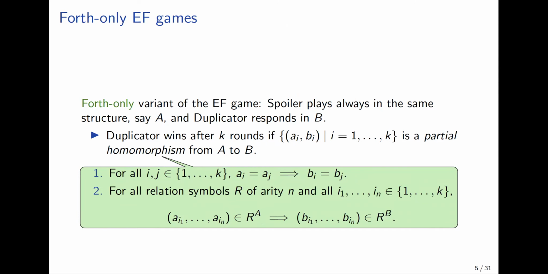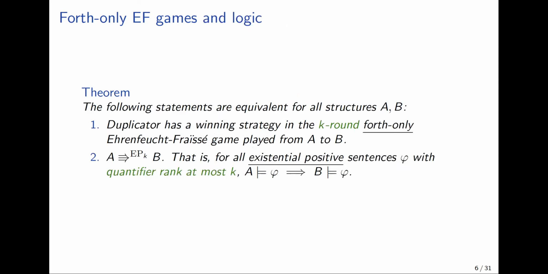And again, this corresponds to some logical equivalence, in this case a preorder relation, and the result is that duplicator has a winning strategy in this forth-only version of the game with K rounds, if and only if B satisfies all existential positive sentences with quantifier rank at most K satisfied by A. So existential positive in this case means that you do not use the negation symbol nor universal quantifiers in these sentences. Right, so this is for the link between games and logic.